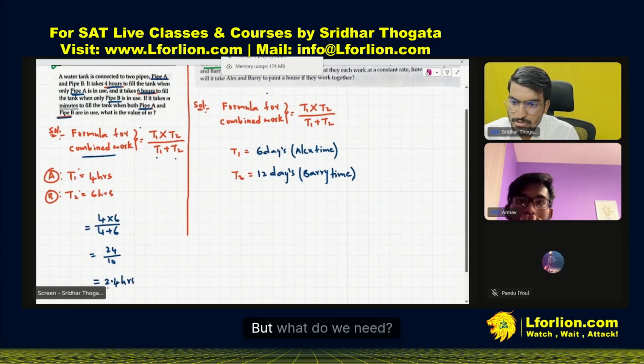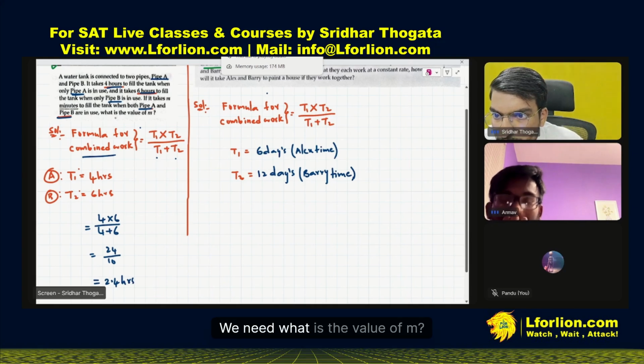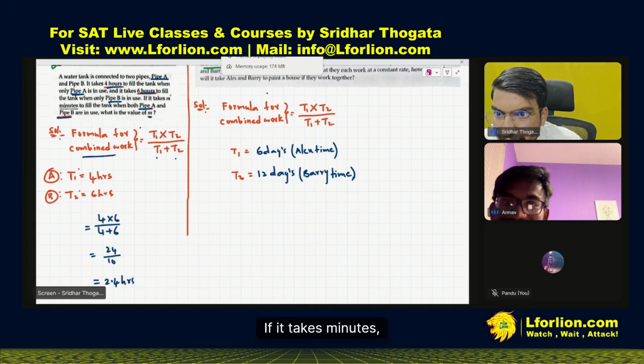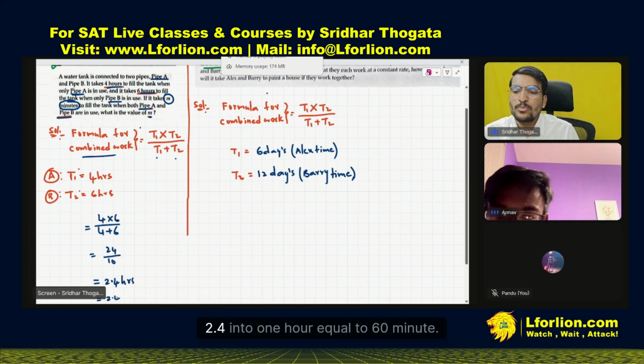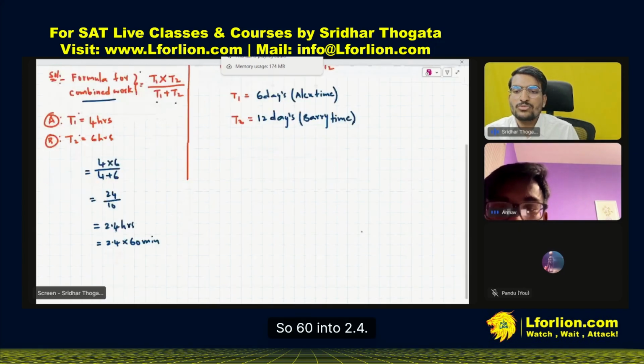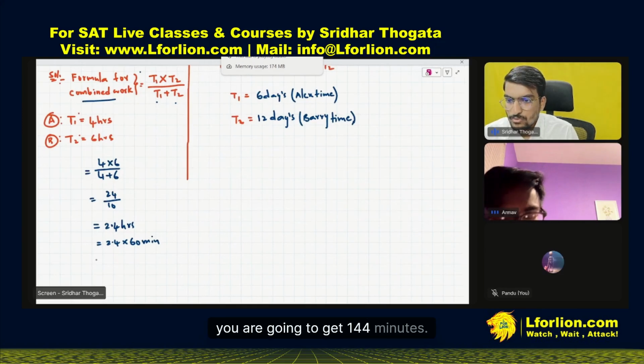2.4 hours. But what do we need? We need the value of M, they gave it in minutes, so we just turn this into minutes. 2.4 into 1 hour equals 60 minutes. So 60 into 2.4, if you do, you are going to get 144 minutes.